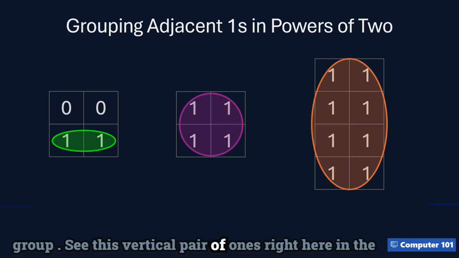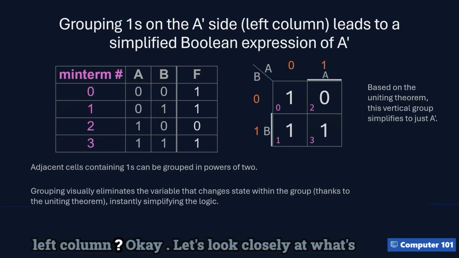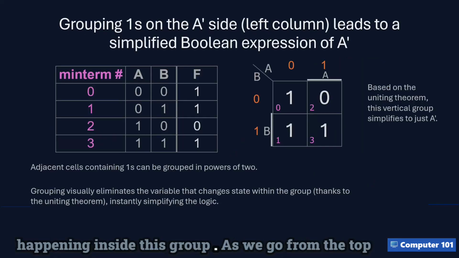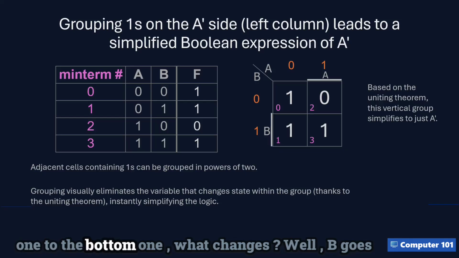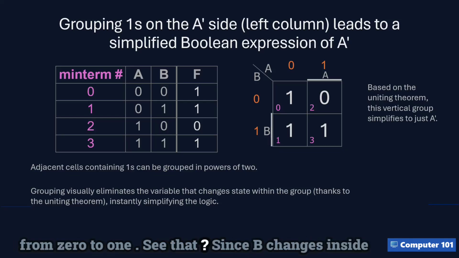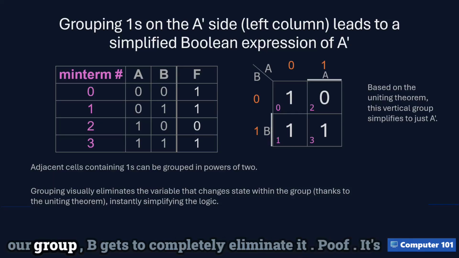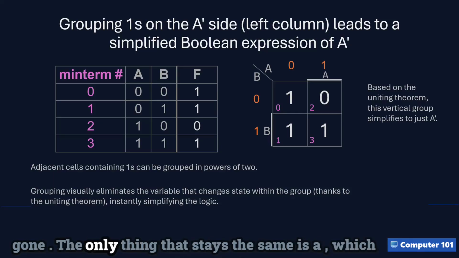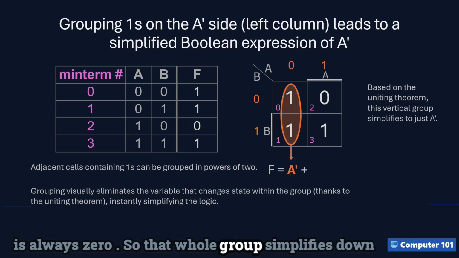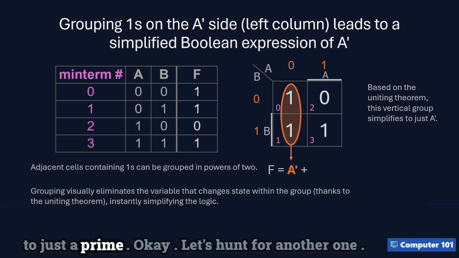See this vertical pair of 1s right here in the left column? Okay, let's look closely at what's happening inside this group. As we go from the top one to the bottom one, what changes? Well, B goes from 0 to 1. See that? Since B changes inside our group, we get to completely eliminate it. Poof, it's gone. The only thing that stays the same is A, which is always 0. So that whole group simplifies down to just A prime.